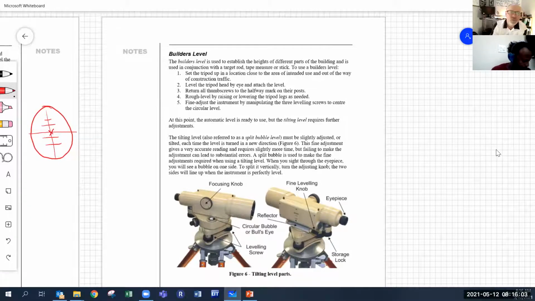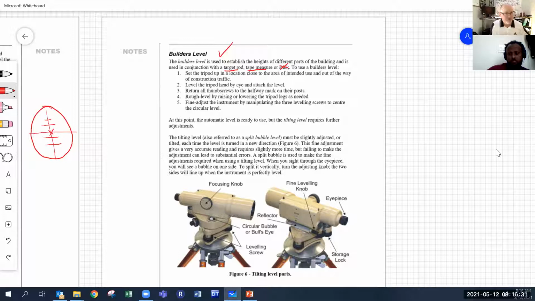Builder's level is what we will use. We will be using these builder's levels in conjunction with a target rod, tape measure, and not a stick. We're not going to use a stick, but you can use a stick if you need to, like a piece of wood, 2x4. But 2x4s are too expensive these days. We're not gonna use 2x4s.